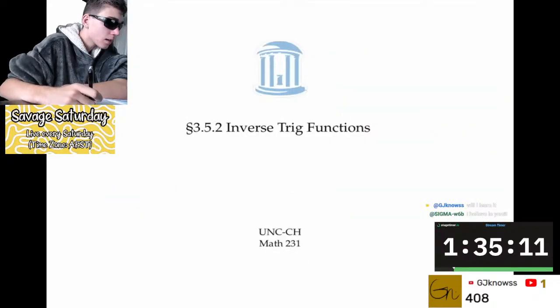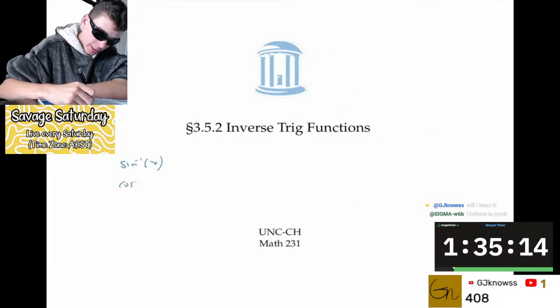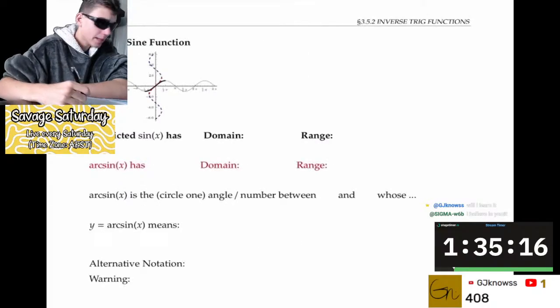This video defines the standard inverse trig functions: sine inverse, cosine inverse, and tan inverse. Please focus first on the thick black line. This is the graph of y equals sine x.